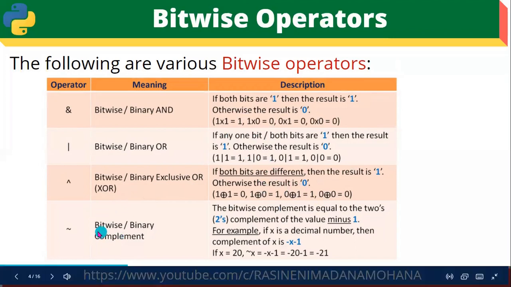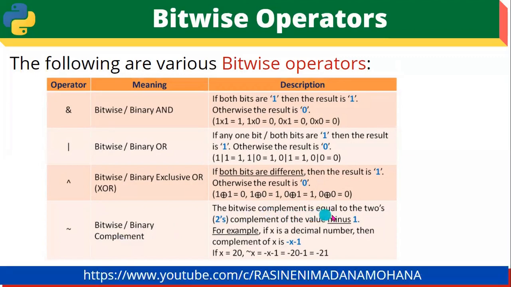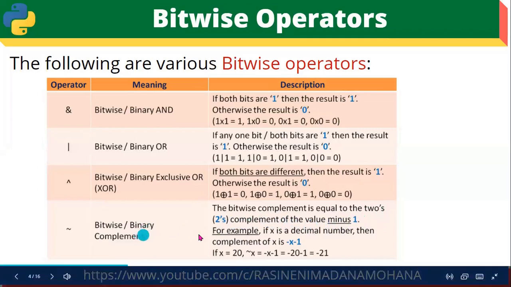The next operator is called the complement, bitwise or binary complement operator. This can be denoted by using this single similar symbol. So here, how to calculate this bitwise or binary complement operator value? The bitwise complement is equal to the 2's complement of the given value minus 1. So this can be considered as one formula for the bitwise or binary complement operator.